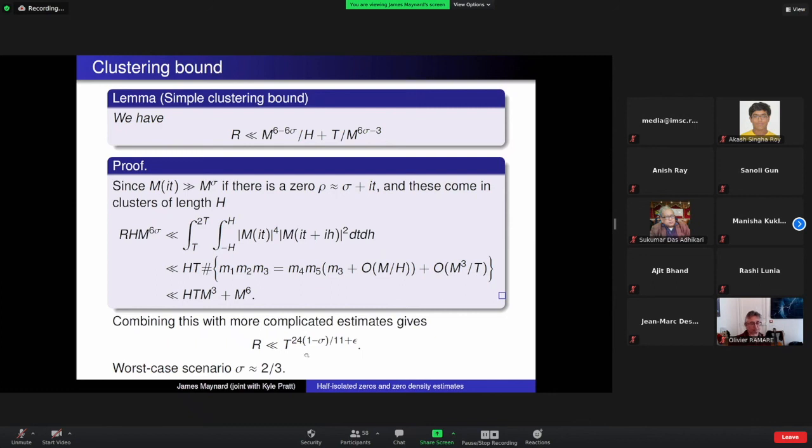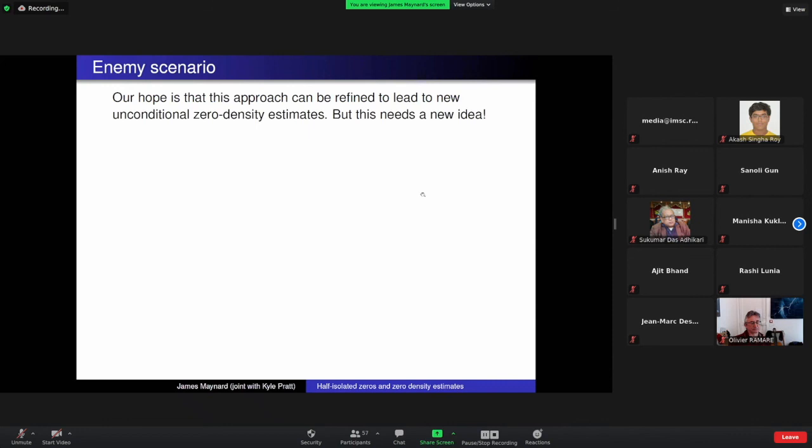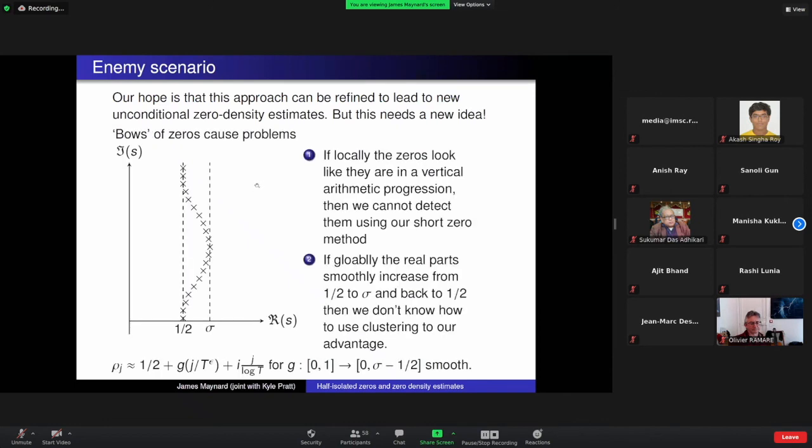Okay, I'm basically out of time, but as I mentioned at the beginning, our hope is that this is a new way of attacking questions about primes in short intervals that might lead to new unconditional zero density estimates. But there's one enemy scenario that we really don't know how to rule out. So if you want to make progress on primes in short intervals using this line of attack, we need to rule out what we call bows of zeros, which cause problems.